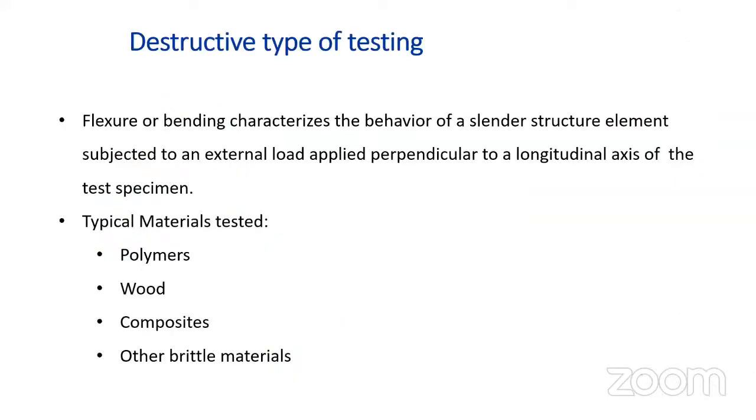The flexural test is a type of destructive test. Flexure or bending characterizes the behavior of a slender structural element subjected to an external load applied perpendicular to the longitudinal axis of the test specimen. I have mentioned some images after this slide. Typical materials tested on this type of test are polymers, wood, composites, or brittle materials. So we are interested in polymers only.